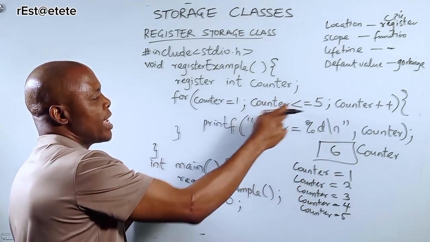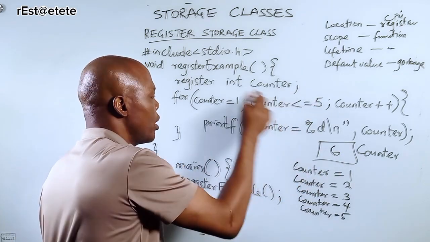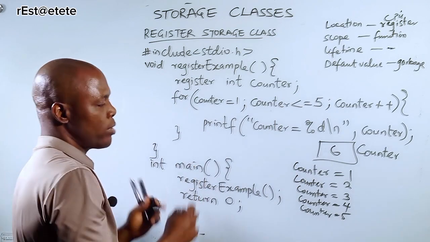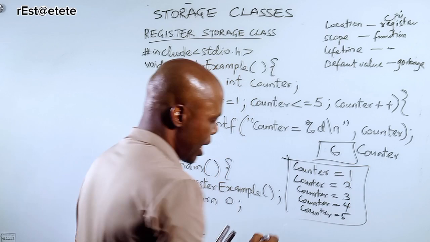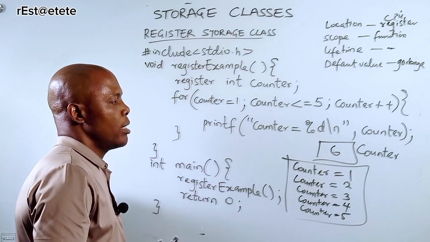Then it will check counter is less than or equals to 5. That is not true. It will come out of this loop and it will return back to what? To the calling function. But then it has printed this out on the screen.